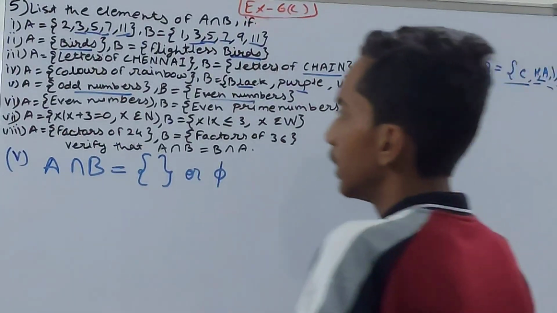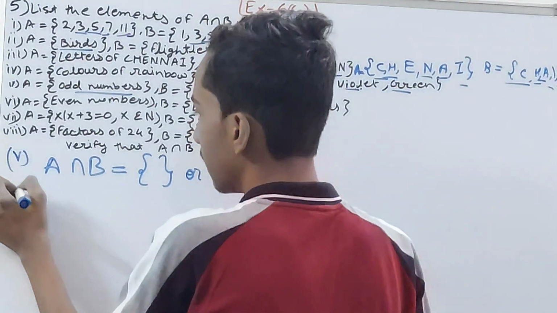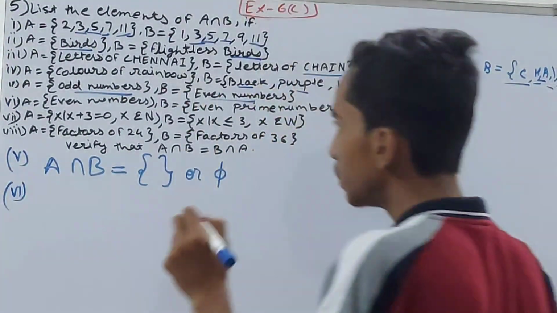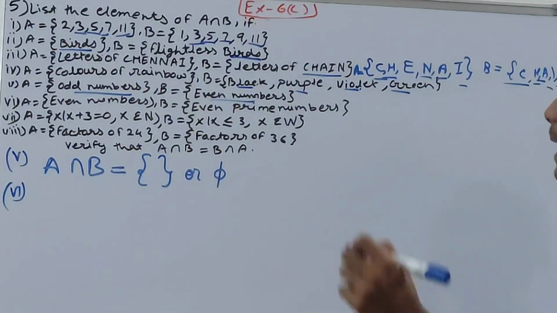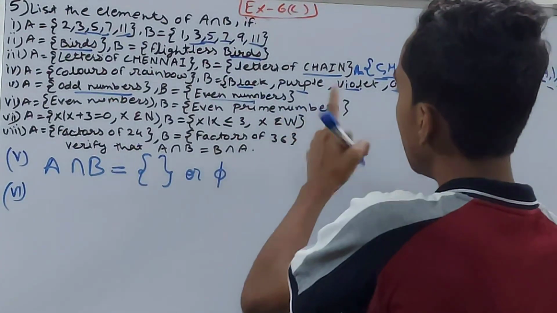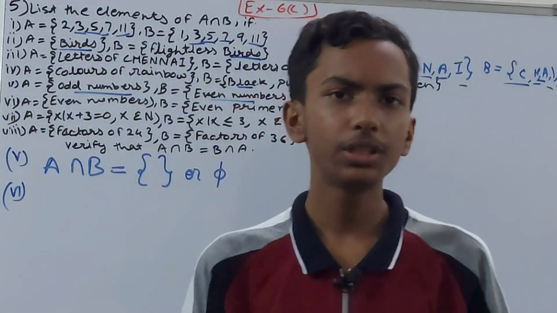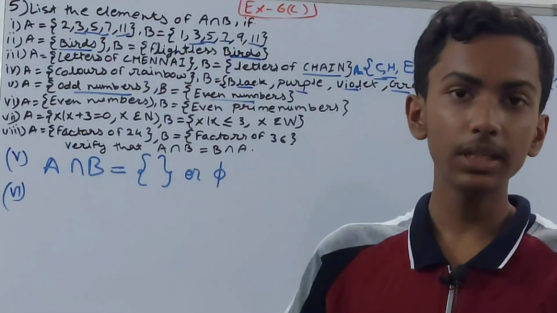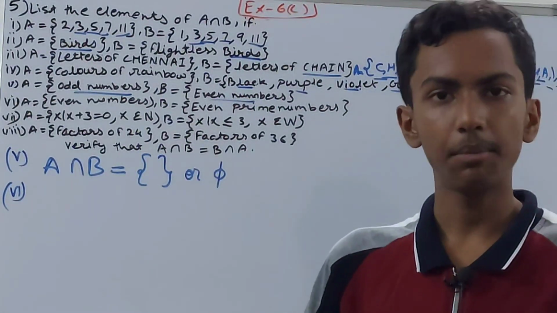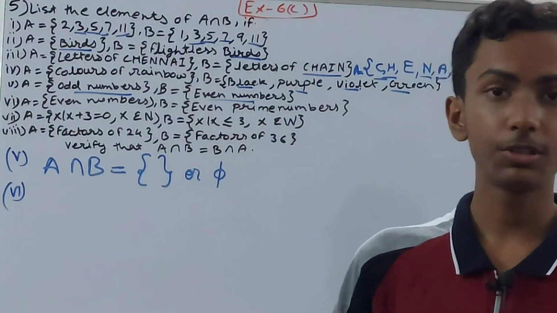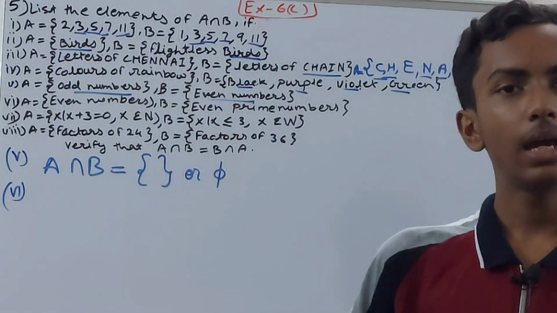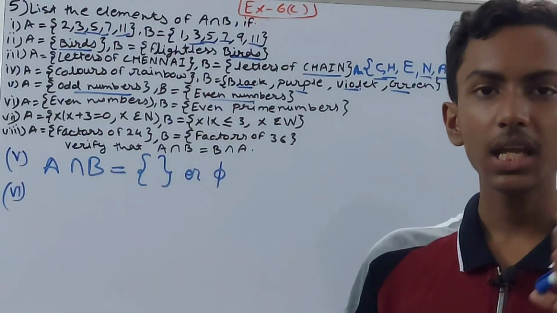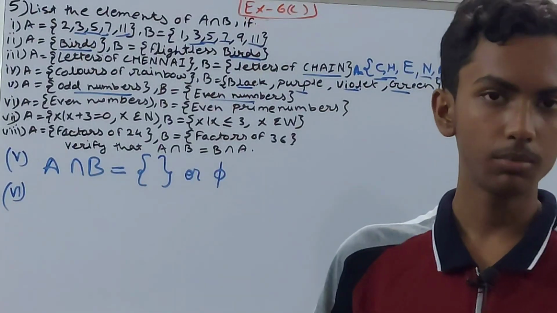Now option, the 6th part, right? This says A equals to even numbers. Okay, and B equals to even prime numbers. Now here you should know it's a fact, right? Only 2. Okay, 2 is the only even prime number. All the other prime numbers which we have, they are odd. Okay, and 2 is the only even prime number. It's different from the others, right?